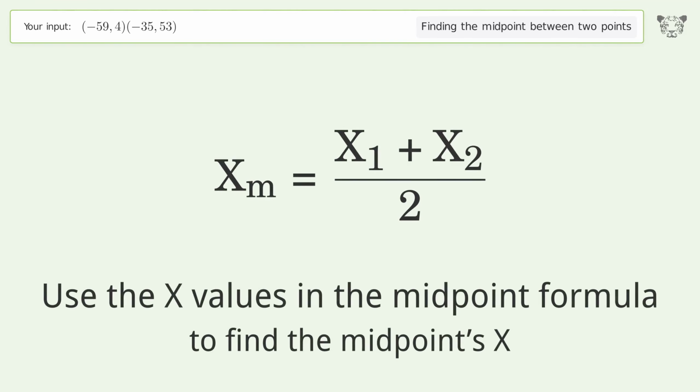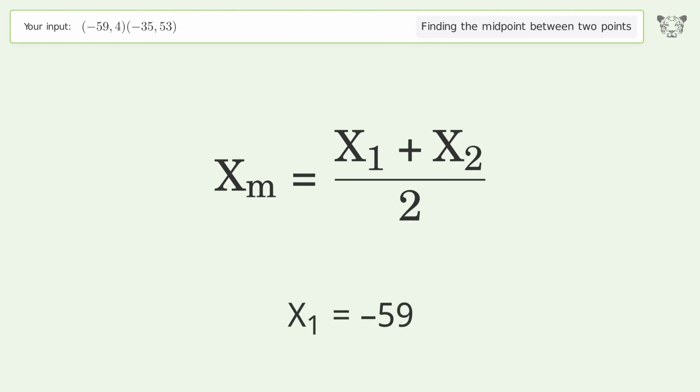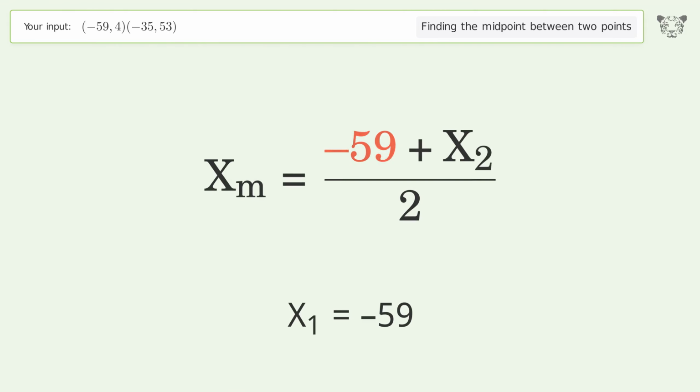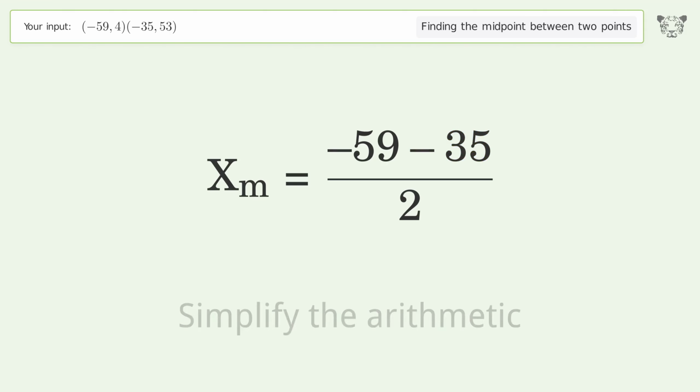Use the x values in the midpoint formula to find the midpoint's x. x1 equals negative 59. x2 equals negative 35. Simplify the arithmetic.